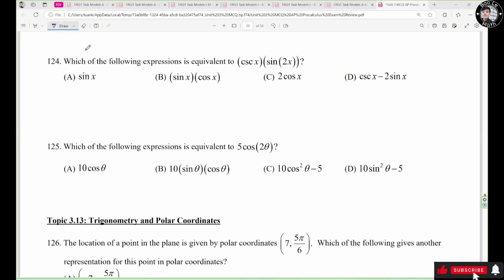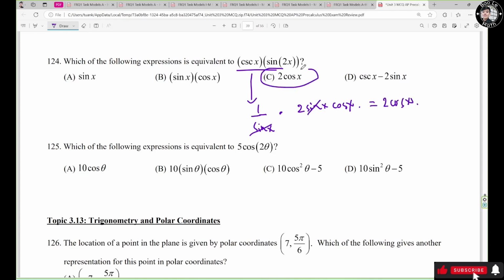Now question 124. Which of the following expressions is equivalent to this one? So we just expand this one using the trig identity. Cosecant s is going to be 1 over sine s. Now sine 2s, this is the double angle formula. It's going to be 2 sine s cosine s. Now this cancels out. So it's going to be 2 cosine s. The answer must be C.